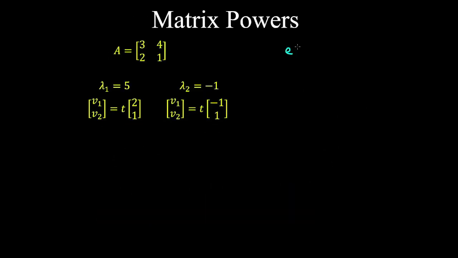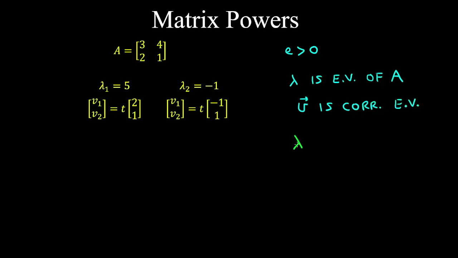If e is a positive integer and lambda is an eigenvalue of matrix A, and v is a corresponding eigenvector, then lambda to the power of e is an eigenvalue of A to the power of e, and v is a corresponding eigenvector.